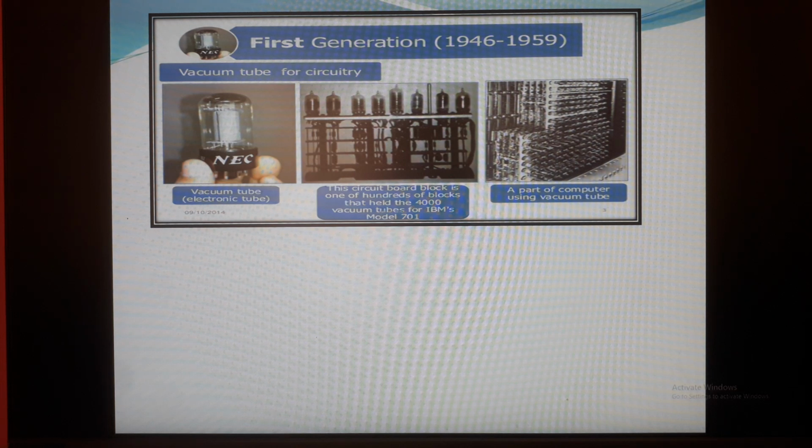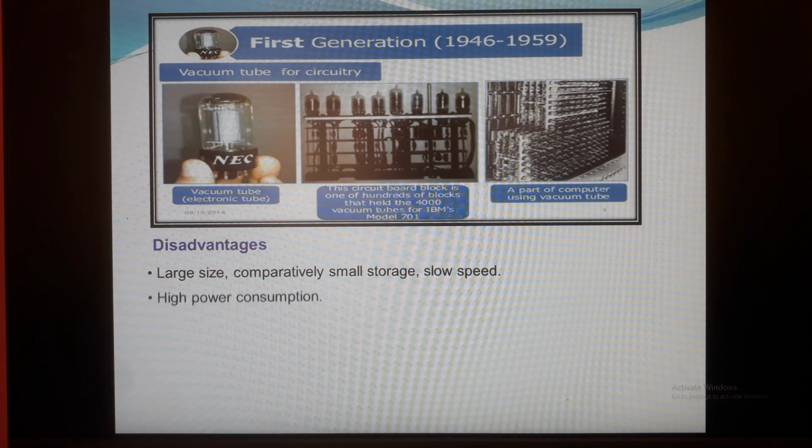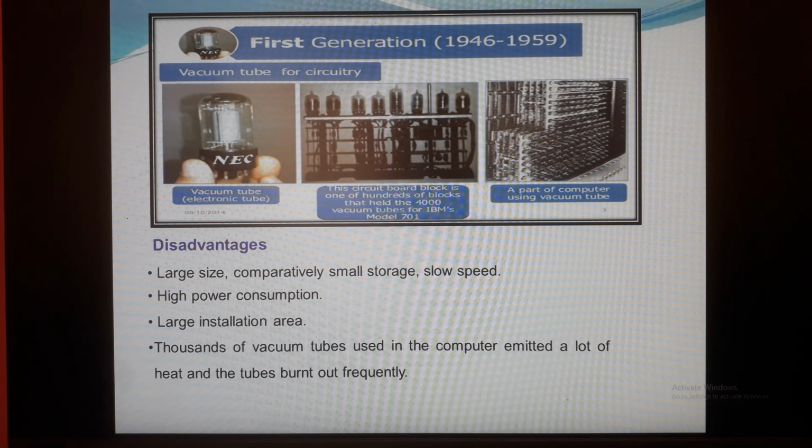But there are some disadvantages of first generation computer. Let us go through them. Large size, comparatively small storage and slow speed. High power consumption. It needs a large installation area as the computer is huge. Thousands of vacuum tubes used in the computer emitted a lot of heat and the tubes burned out frequently. They were very costly and required constant maintenance. So these are some of the disadvantages of first generation computer, which led to the formation of second generation computer.